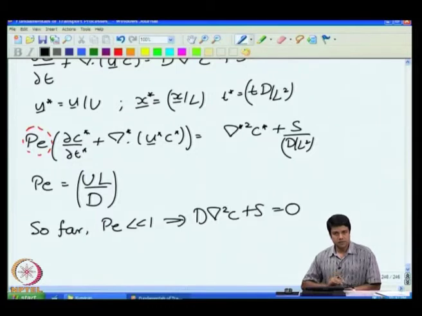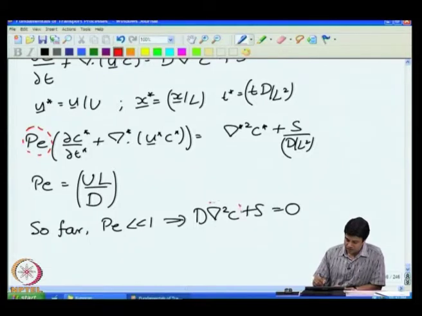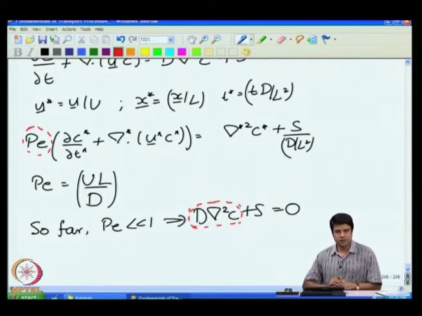So, we looked at some general strategies to solve this problem. D del square c plus any source or sink within the flow is equal to 0. Basically, it is general strategies for solving del square c is equal to 0. That is, the Laplacian of the concentration field is equal to 0. And we looked at different ways of solving this. Separation of variables, as well as solution strategies based upon considering a point source within the flow, and then considering a distributed source as the summation of many small point sources.